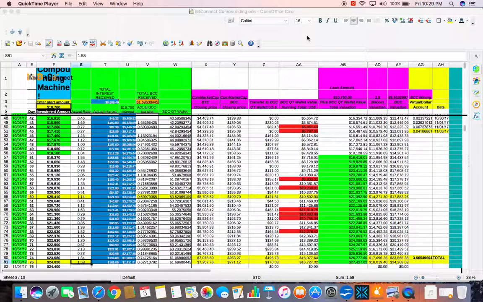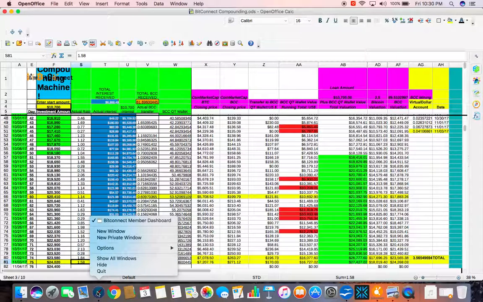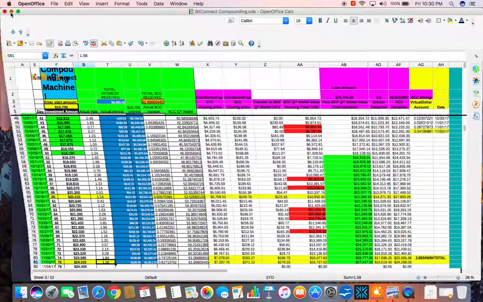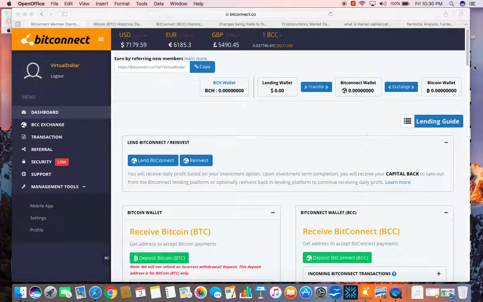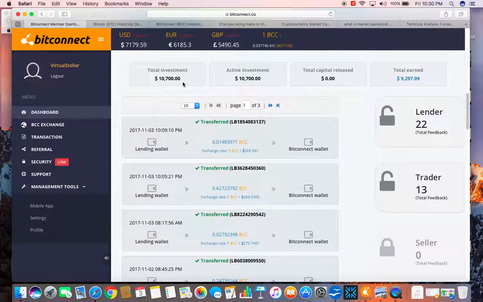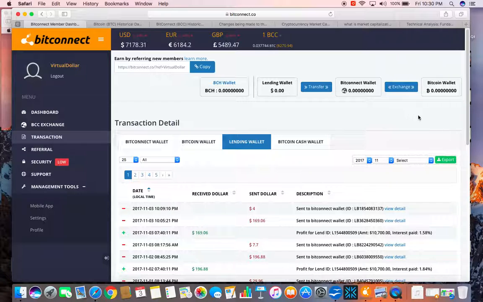If you have been following along on this spreadsheet, today I already updated the data for November 3rd. Okay, the actual rate today was 1.58, and let's go back to my dashboard. Right here, you can see my dashboard. My active investment, 10,700, the original amount. If we go into transactions, the lending wallet, you can see the rate 1.58 here.